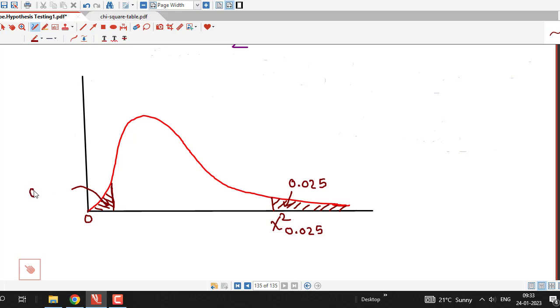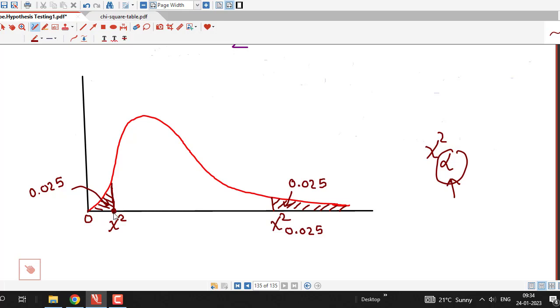Here also we consider the same area 0.025, and this point we have to denote by chi-square suffix alpha. So we have to decide what is the area to the right side of this point to find out this suffix alpha for denoting this point. Now we know that the area to the left side of this point is 0.025, and the total area under this probability distribution is always 1.